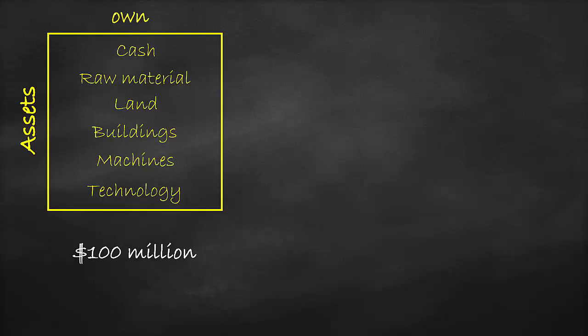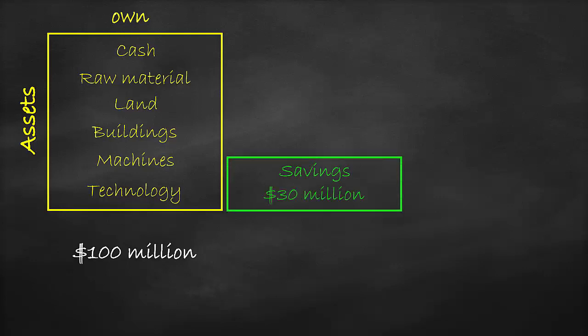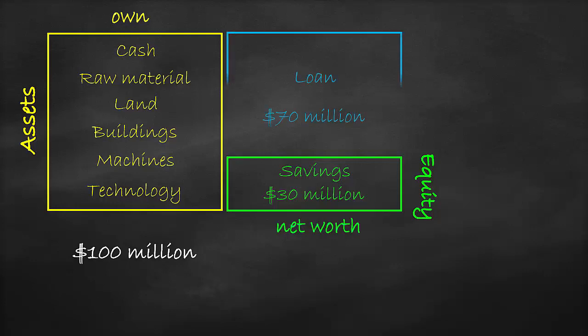Firstly, from our savings. Let's say we have $30 million of savings, which we will call equity. So equity in this case is simply our net worth. As assets cost $100 million, we still need $70 million to finance the project. In this example, we will get this from a bank loan, which is called liabilities or debt.